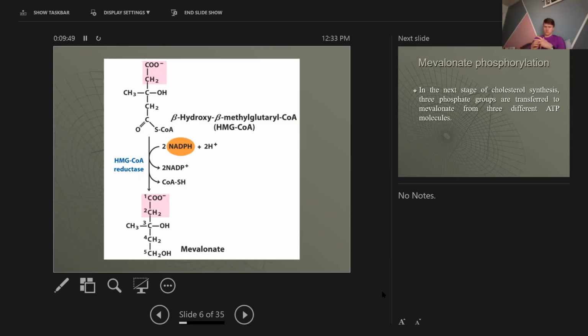Now, when HMG CoA reductase is phosphorylated, it's less active and it is also marked for degradation. So its protein half-life also goes down. Let me say that again. When HMG-CoA reductase is phosphorylated, not only does its activity go down, but it's marked for degradation. So you can see this protein is controlled at two levels: protein half-life and activity. Both of those are controlled by its phosphorylation, dephosphorylation state.